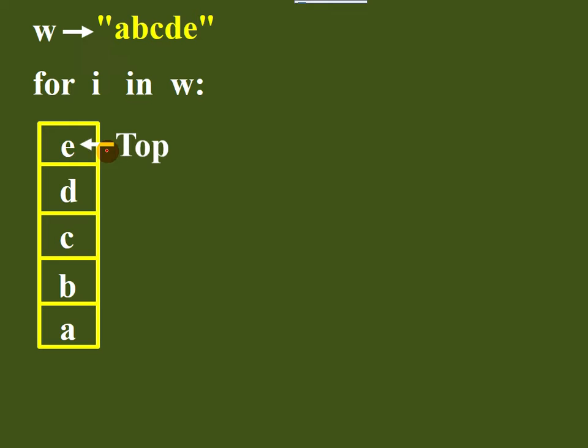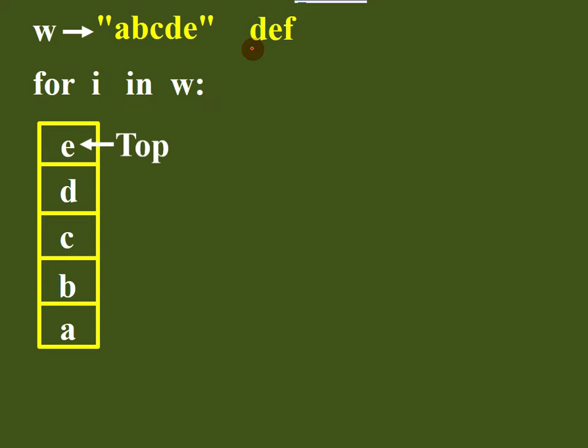Initially r is empty. You pop the topmost element e, concatenate that with r, so variable r points to e. Now you pop the next topmost element d, concatenate that with r, so now r points to ed. Similarly pop the next topmost element c, concatenate c with r, so now r points to edc. Finally variable r points to the reverse string. Now let me write the complete program for this.